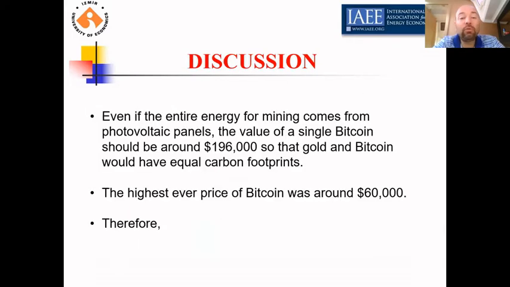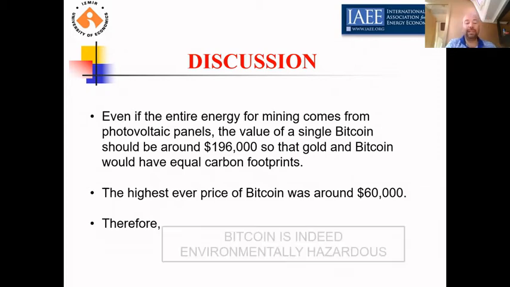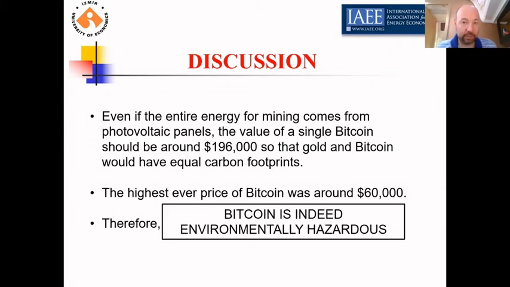Now, when we check the price of Bitcoin historically, we see that the highest ever price it has reached is around $60,000. And recently it has decreased significantly, mostly because of those remarks made by Elon Musk that I have mentioned before. So therefore, we can conclude that under the current conditions, and if we define the environmental impact in terms of carbon footprint only, we can say that Bitcoin is actually environmentally hazardous.